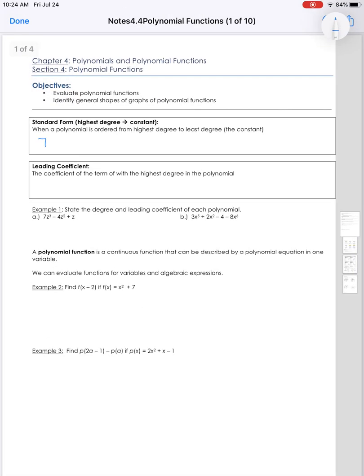So 4 is going to start to get us into the graphing mindset once we get through this little bit of vocab first. So standard form is where the highest degree goes down to the constant. So when a polynomial is ordered from highest degree to least degree, which is your constant value.